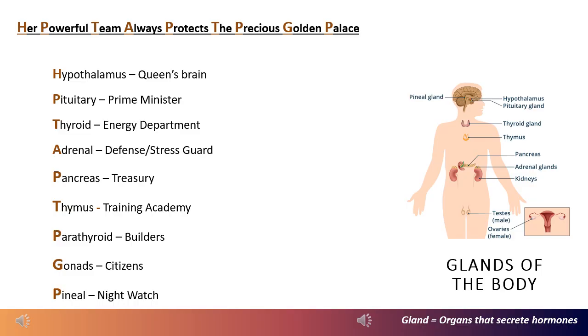So we have her powerful team always protects the precious golden palace. So your hypothalamus, which is your queen's brain, pituitary, which is your prime minister, your thyroid, which is your energy department, adrenal glands, which is your defense or stress guard, your pancreas, which is your treasury, your parathyroid, which are your builders, your gonads, which are your citizens, and your pineal gland, which is your night watch, which is going to tie into our whole story about the kingdom.